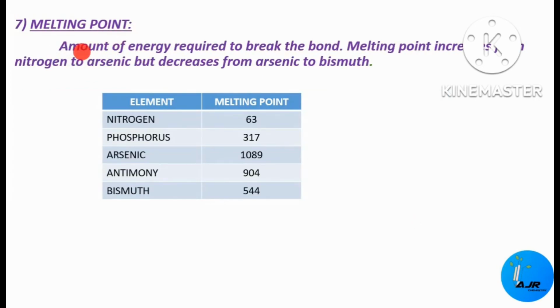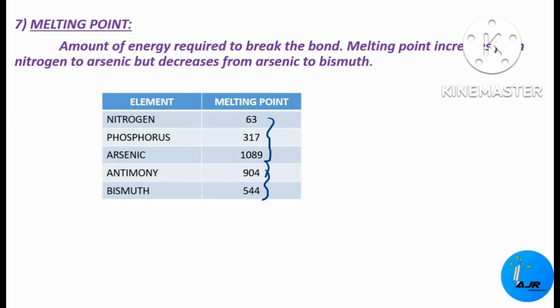See here, the amount of energy. What is melting point? It's the amount of energy required to break a bond. See here, in the case of group 15, the melting point increases from nitrogen to arsenic, but it decreases from arsenic to bismuth. So now we are going to see the reason why it happens so.